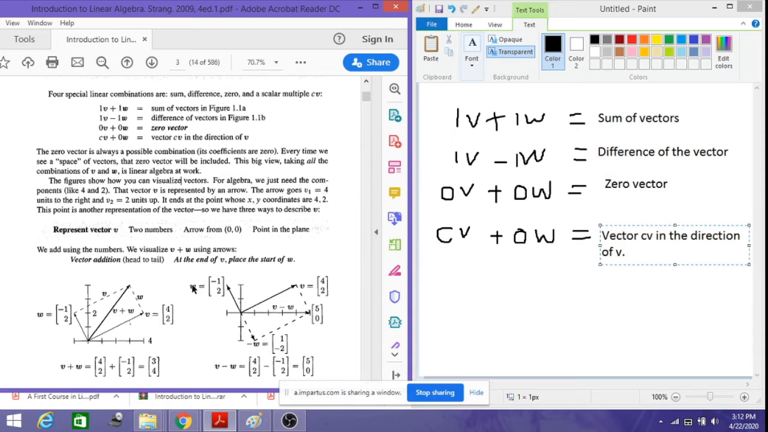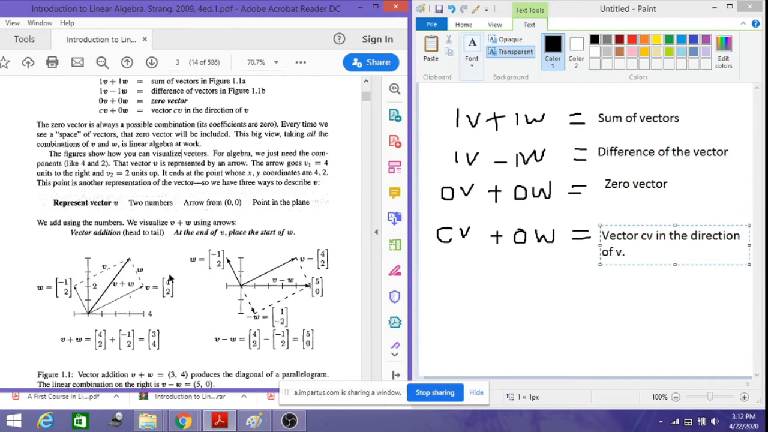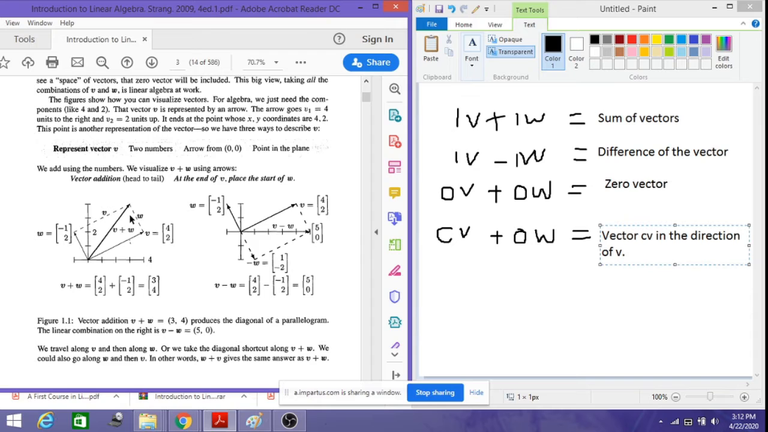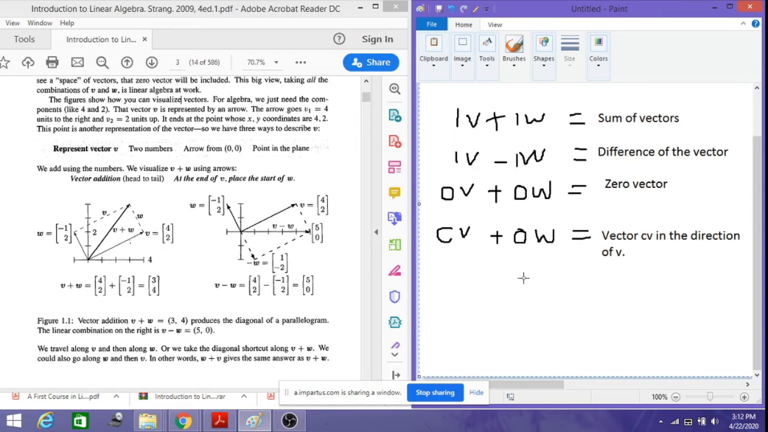Now let us represent this in terms of vectors. The two numbers are represented as 0, 0, that is a point in a plane. When we add the numbers and visualize that as v plus w here, we will see the vector addition head to tail. Let us see this.